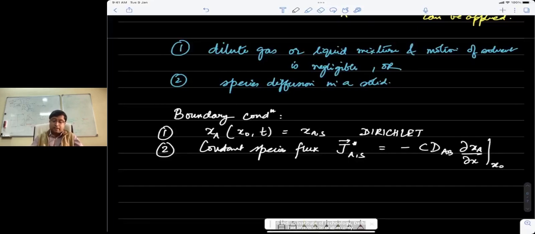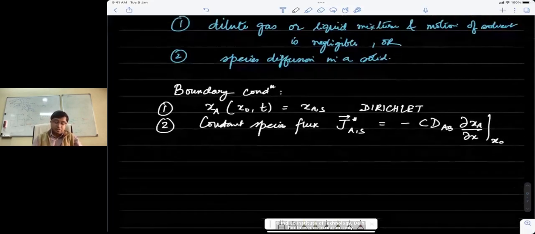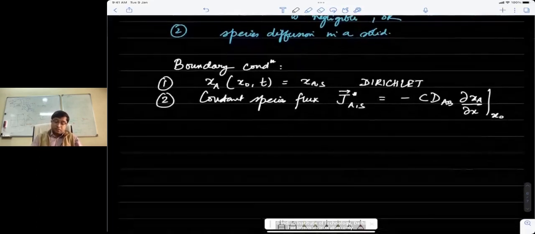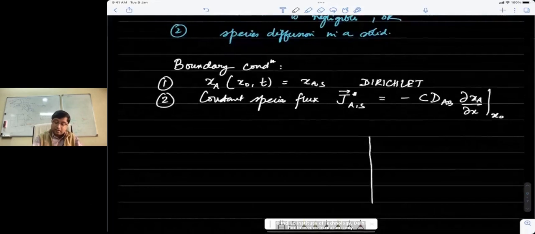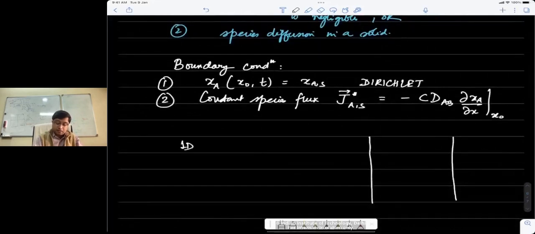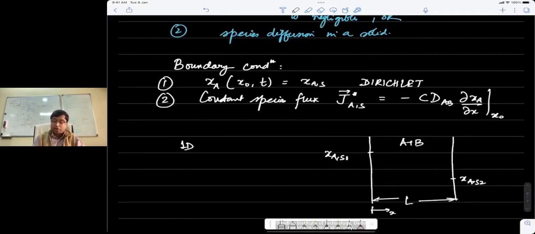So most problems that we deal with even in diffusion mass transfer have the same analogy as conduction heat transfer, so the same types of boundary conditions come in, and as expected, the same kind of solutions will emerge. The simplest case could be a 1D system. Say we are given some concentration of species, x_A,s1 here and x_A,s2 here. This is a binary mixture of A and B. The thickness of the solid slab is L, and we want to know the concentration distribution and the flux through this medium.